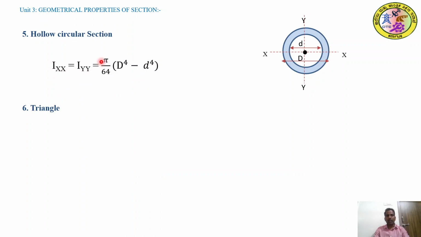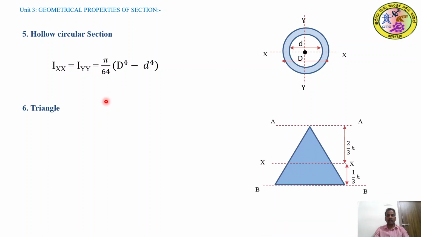It is pi D power 4 divided by 64 minus pi small d power 4 divided by 64. Taking pi by 64 as common, it is D power 4 minus small d power 4, where capital D is the external diameter of the circle and small d is the internal diameter of the circle. Therefore, for the hollow circular section, the formula of moment of inertia is pi by 64 (D power 4 minus small d power 4). Now move on to the triangle.